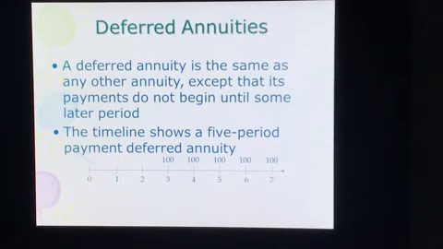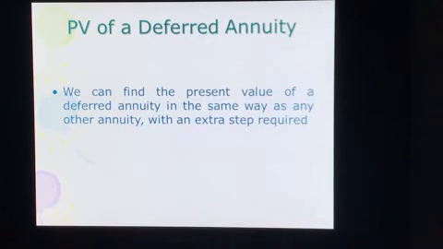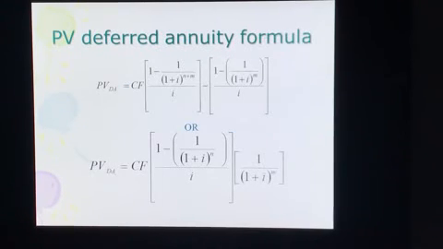So what we need to do is assume it as an ordinary annuity starting from the third year. We assume the third year is the first year of the ordinary annuity. We calculate the present value of this ordinary annuity, which gives us the answer at the end of the second year. From the second year back to time period 0, we simply compound discount it to calculate the present value of the deferred annuity. This is the formula to calculate the present value of a deferred annuity.